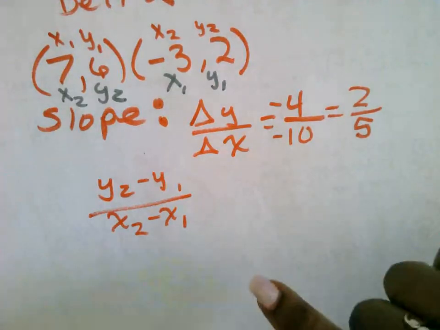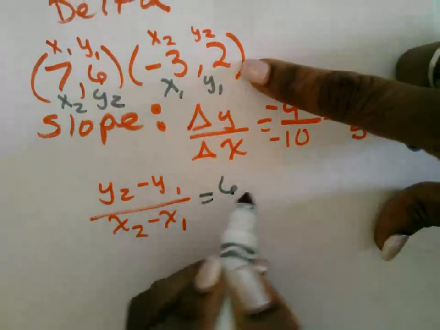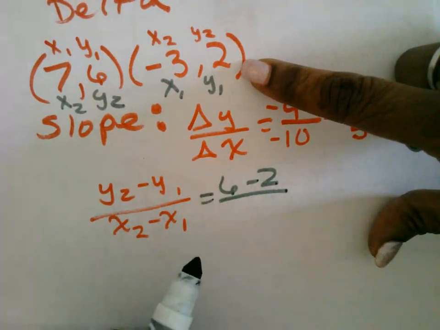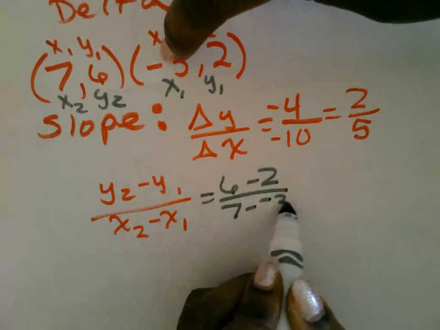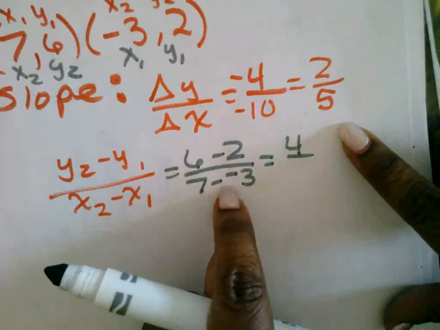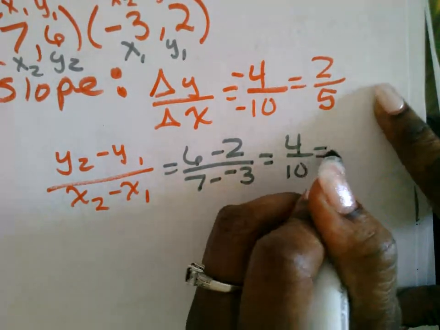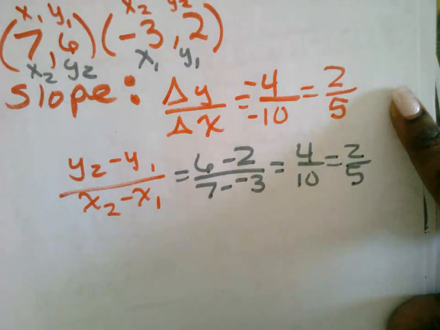Okay. All right. So let's say I swap it up and I use the slope formula. Then I have 6 minus 2 over 7 minus negative 3. 6 minus 2 is 4. 7 minus negative 3 is 10. That's still 2/5. And you still have to change to a positive.